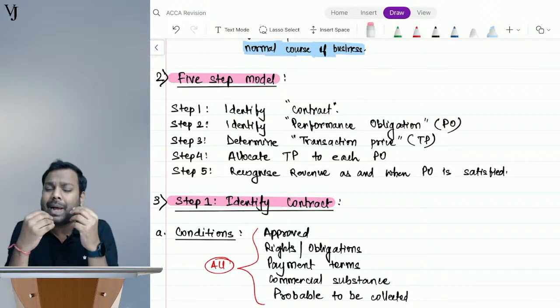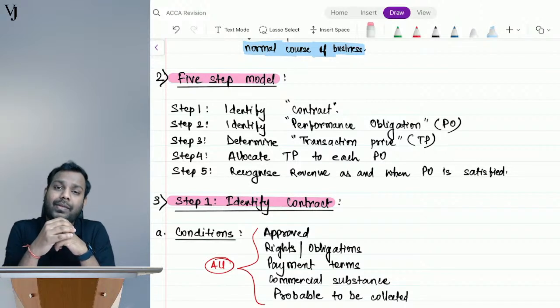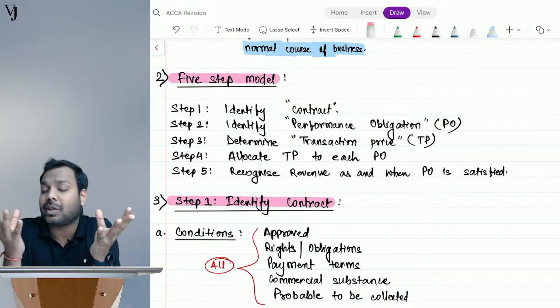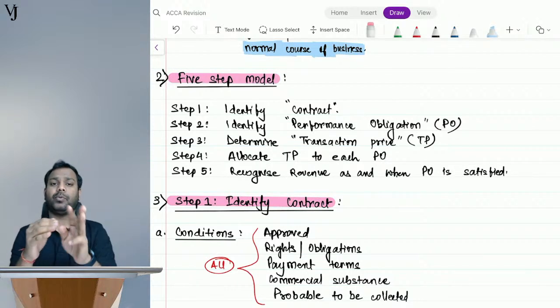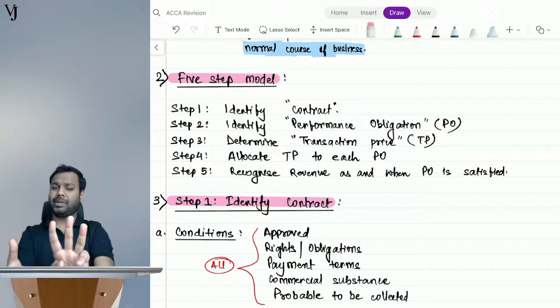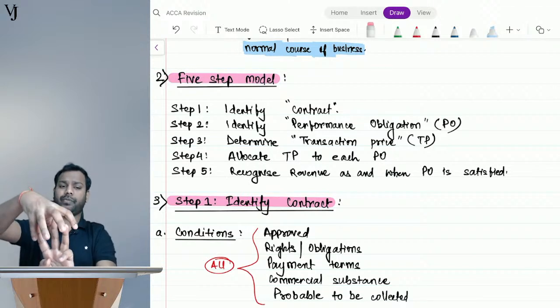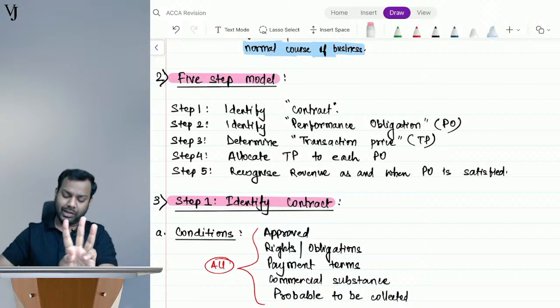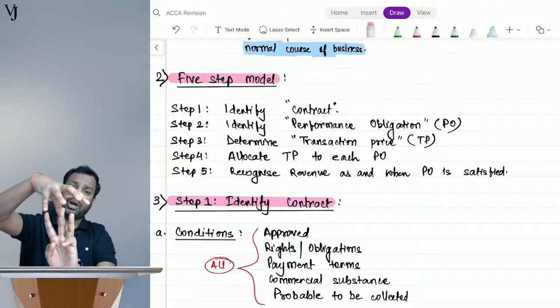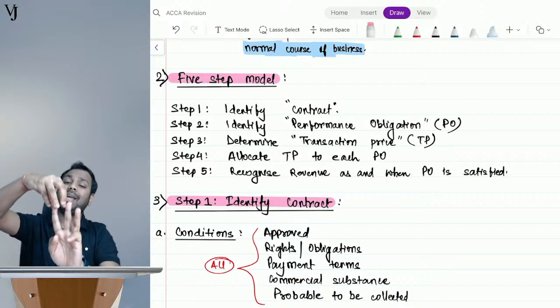Understand, it might be a case that you have made more than one promise, more than one performance obligation in the contract. Let's suppose there are 3 performance obligations. In step number 2, you identified there are 3 performance obligations, and in step number 3, you identified the overall amount I am supposed to receive. In step number 4, you have to break this overall amount down. Basically you have to do allocation of the transaction price to each performance obligation.